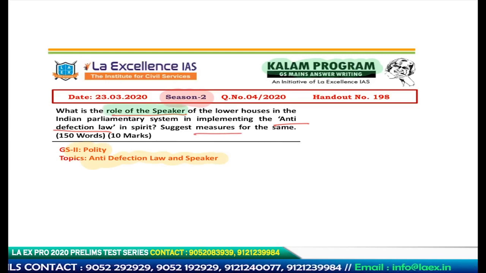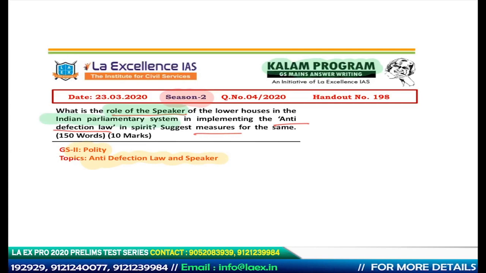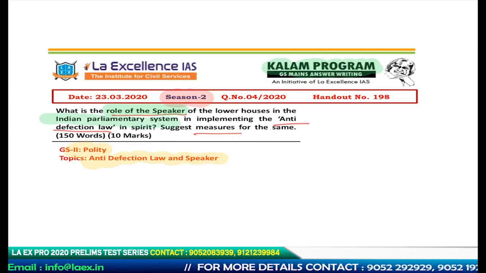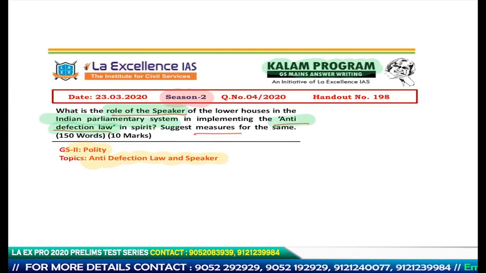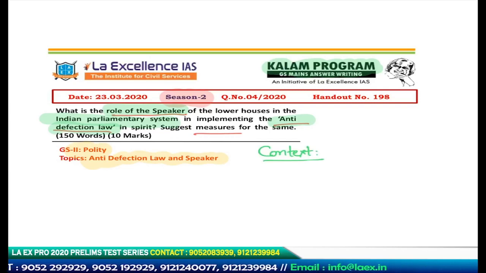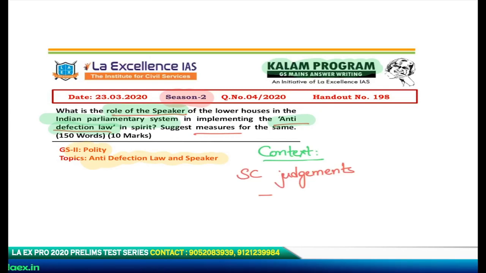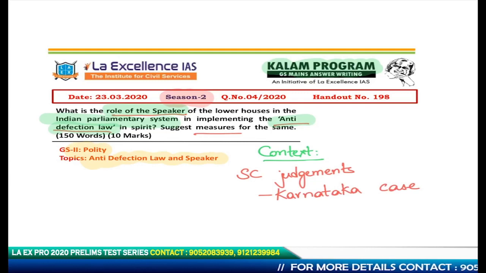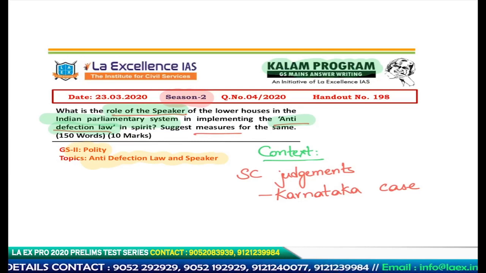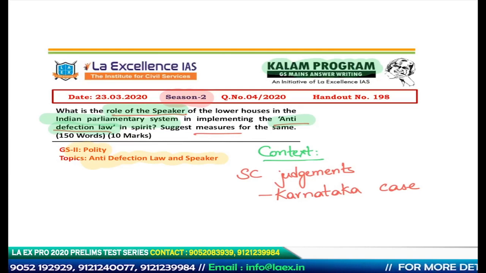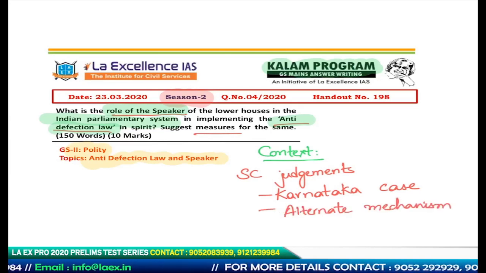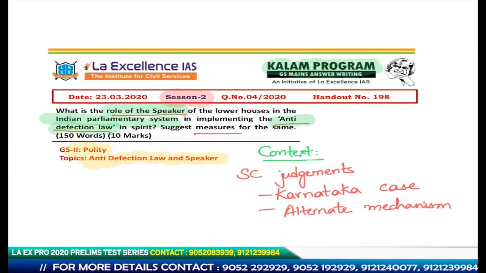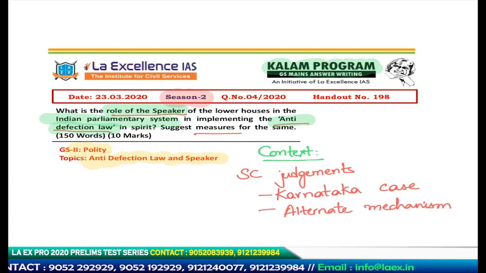So he is asking about the role of the Speaker in the lower houses in our Indian parliamentary system in implementing the anti-defection law. Let us first see the context in which this question is being asked. There have been many Supreme Court verdicts in recent times which speak about the role of Speaker in deciding the anti-defection law cases. In November 2019, Supreme Court upheld the disqualification of MLAs who approached the Supreme Court following their disqualification by the Speaker in Karnataka. And last month, Supreme Court observed that Parliament should consider creating a new mechanism to replace Speaker as adjudicating authority under the 10th schedule of the Constitution.